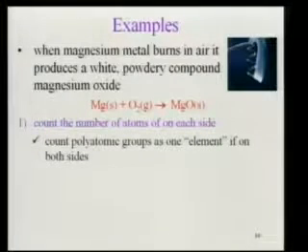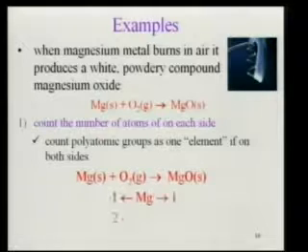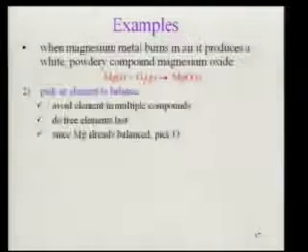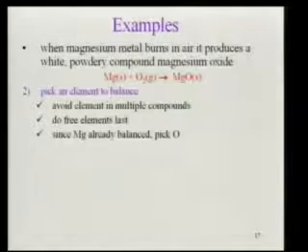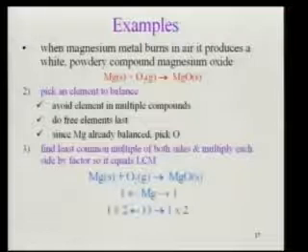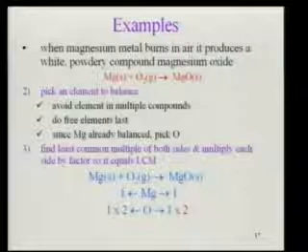We count the numbers. In this case, we don't have any polyatomic ions, so we won't worry about it. I got 1 magnesium on both sides, 2 oxygens over there, 1 oxygen over here. We already said that. So we pick an element to balance. Since the magnesiums are already balanced, it wouldn't make much sense to start messing with those. So we start messing with oxygen. You said, since there's 2 over here and 1 over here, let's multiply this side by 2.